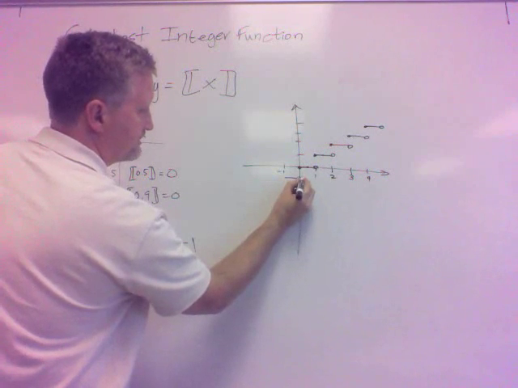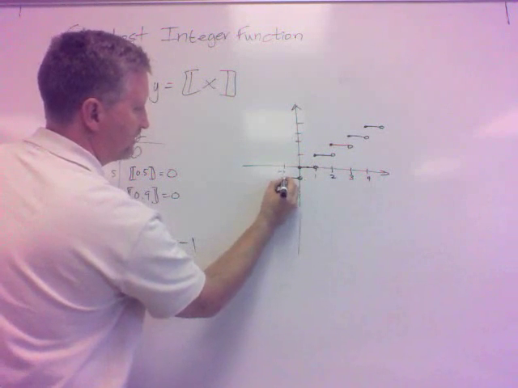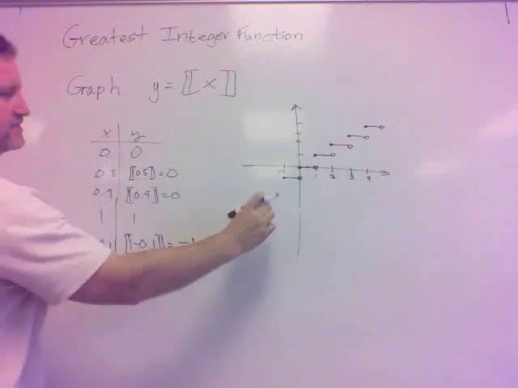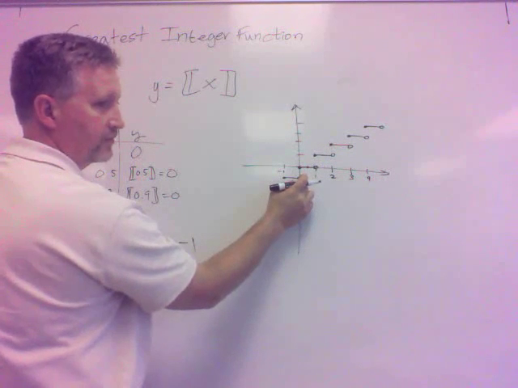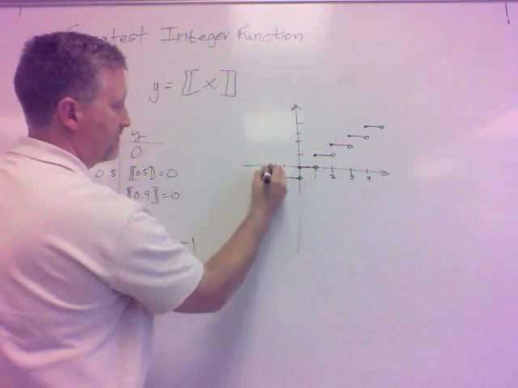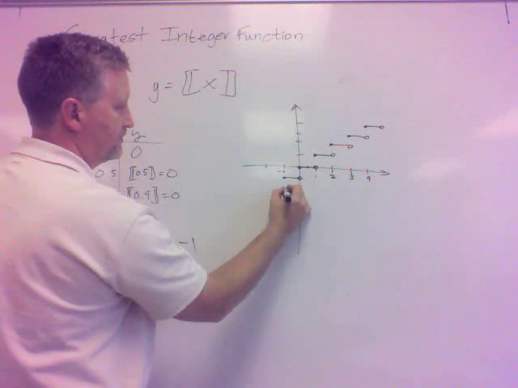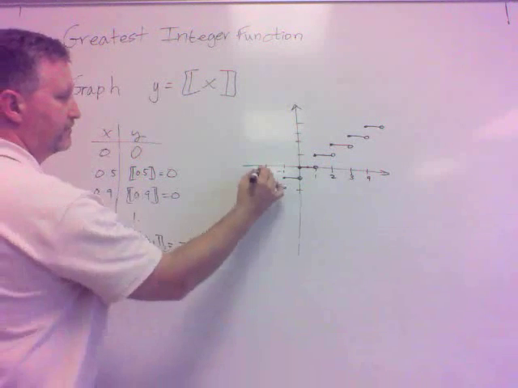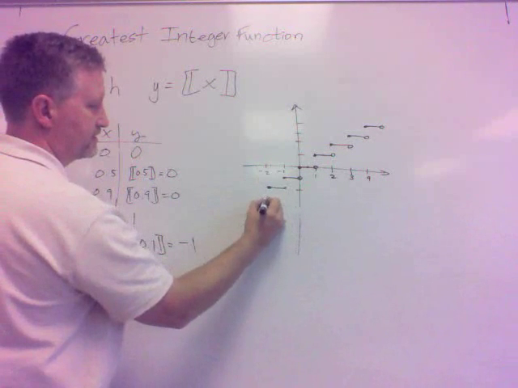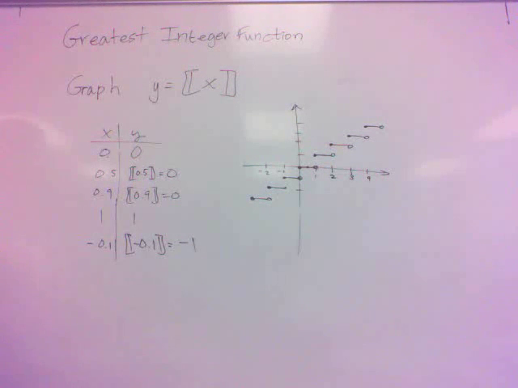And then notice at 0 it's open, and at negative 1 it's closed. So it's the same: you've got closed circles on the left, open circles on the right. And then from negative 1 to negative 2, it jumps down to negative 2 right after that. So it continues the stair step. Okay?